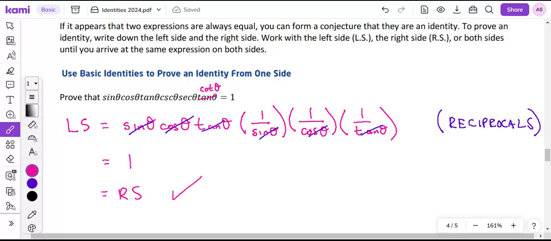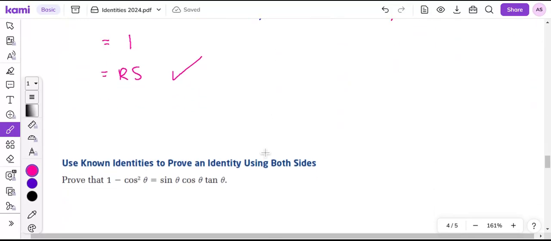Very cool. Left side equals right side. We use the reciprocal ratios there. Let's do another one, and then maybe take some questions, and I can suggest some strategies for proving more complex identities. So here's another one.